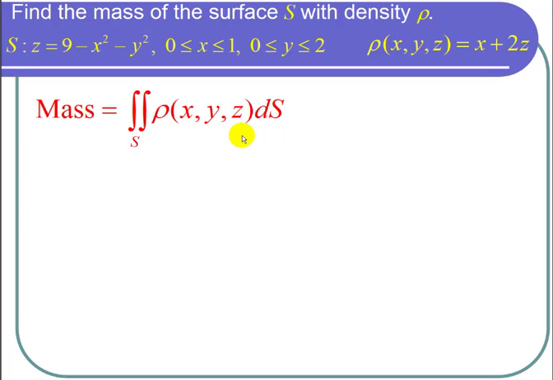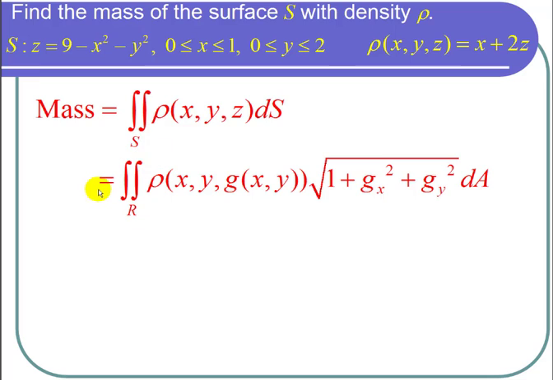And surface integrals are defined when we have z equal to a function of xy by a double integral over the region R of the density function evaluated at x comma y, and instead of z, we plug in g of xy, where z equals g of xy defines the surface. And then times the square root of 1 plus g sub x squared plus g sub y squared dA.